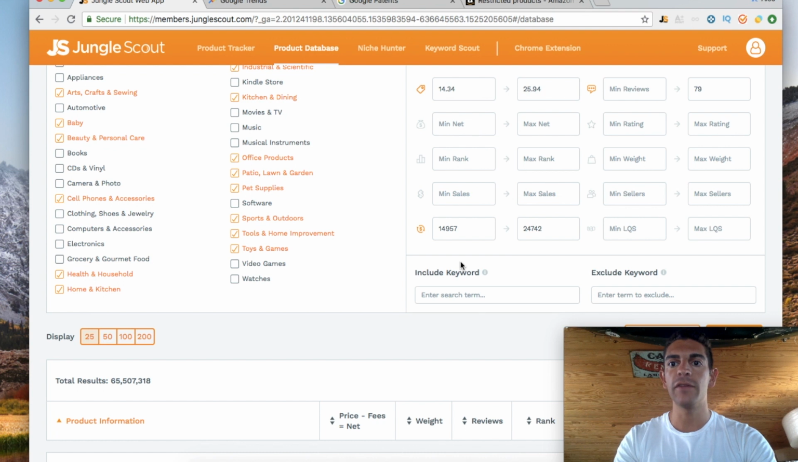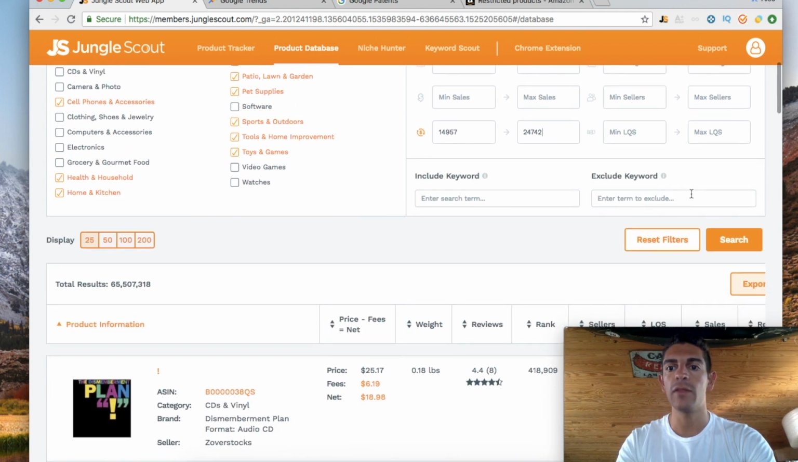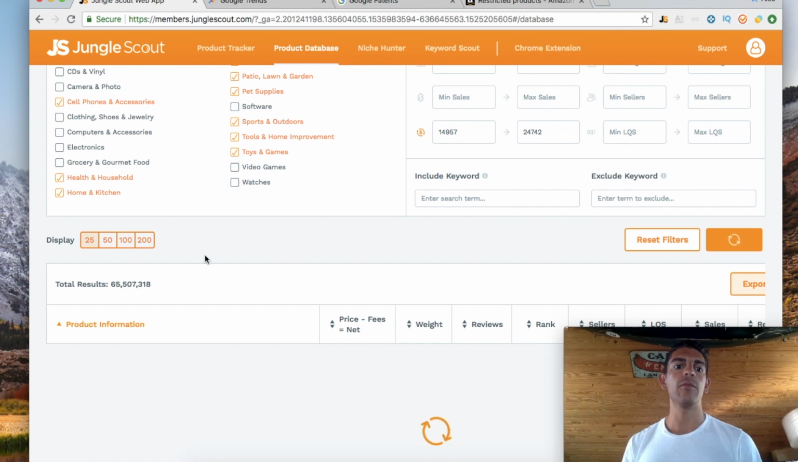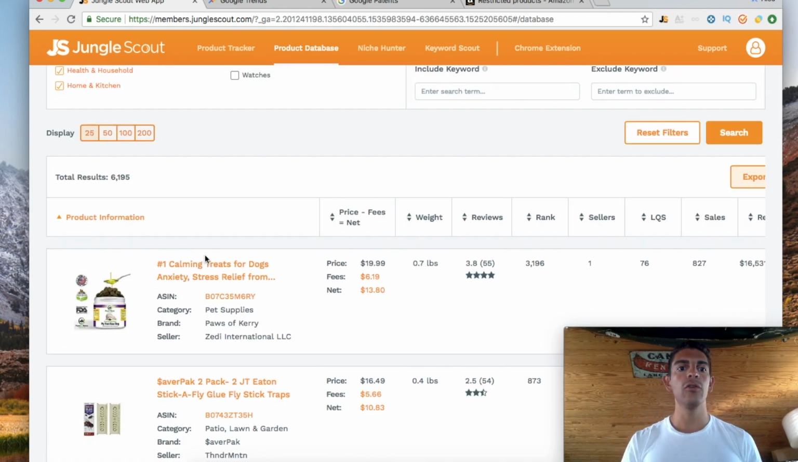So we have everything filled out here. What we're going to do is hit the search button right here, the orange search button, and it's going to go from 65 million products to now, we see here, 6,000. So that's a much more digestible amount of products to deal with. And now we're going to sort through them.